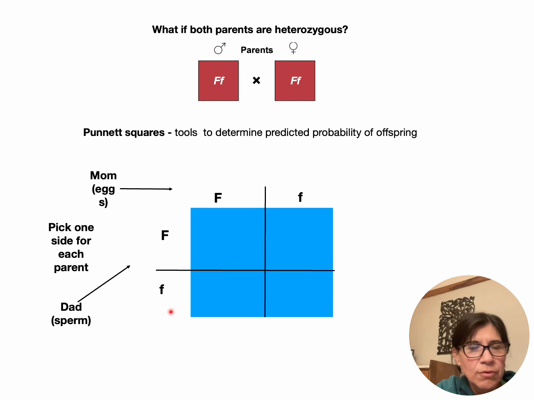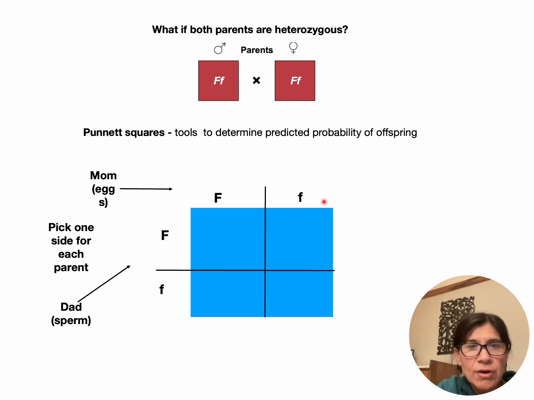The other side will represent the father's sperm. So here's the symbol for the male. The sperm could either have one big F, right? That sperm could carry the chromosome with the gene for freckles, or because of independent assortment and meiosis, the sperm could have the gene on the chromosome for no freckles.